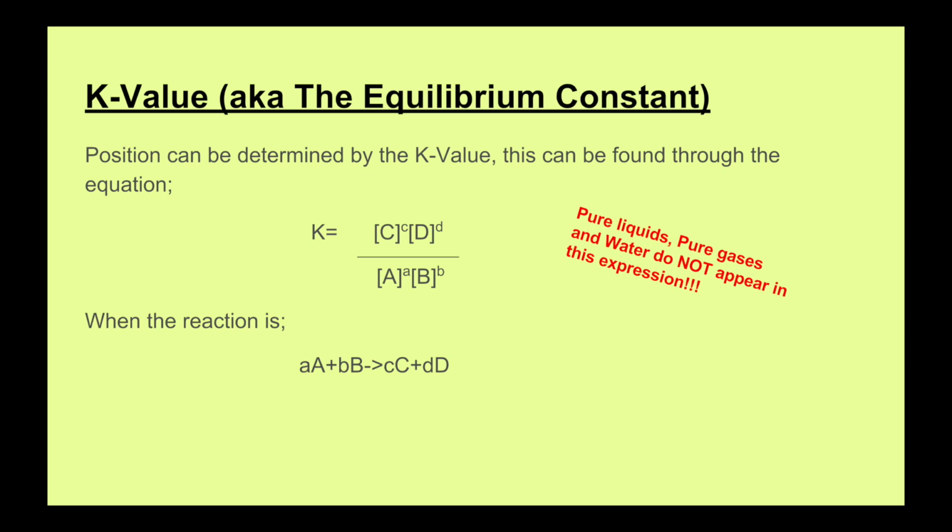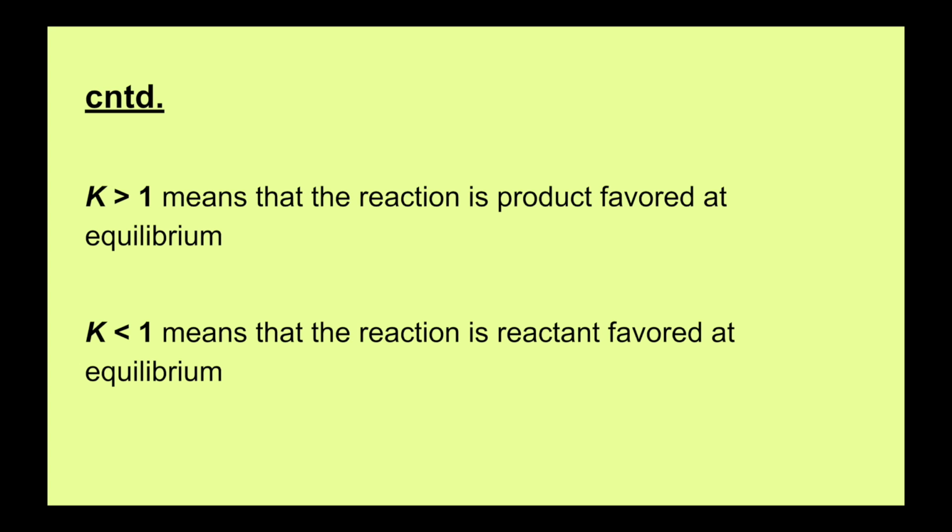equilibrium expression. That is, the concentrations of the products raised to their coefficients over the concentrations of the reactants raised to their coefficients. Remember that pure liquids and gases are not included when calculating the K value. If the K value is less than 1, the reaction is reactant favored at equilibrium, and is product favored if K is greater than 1.